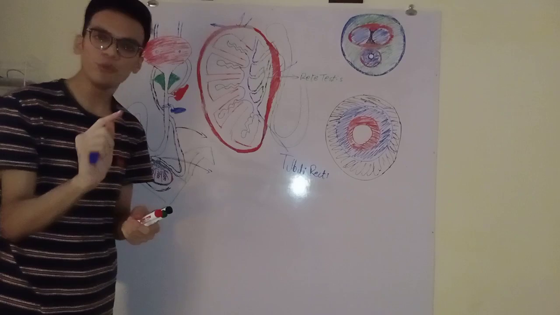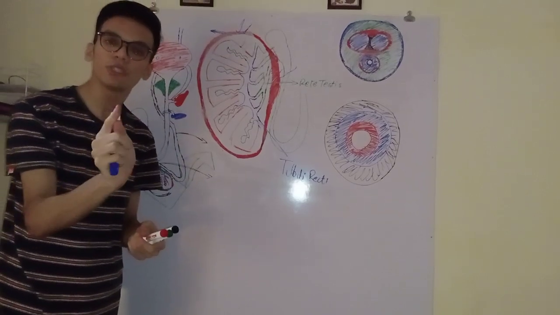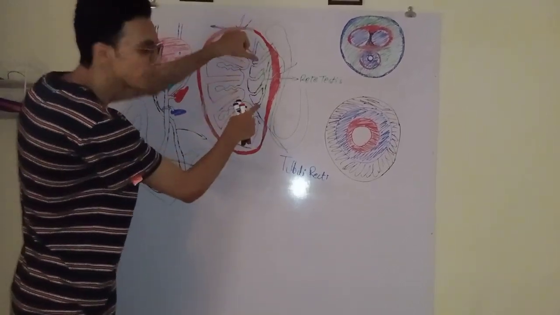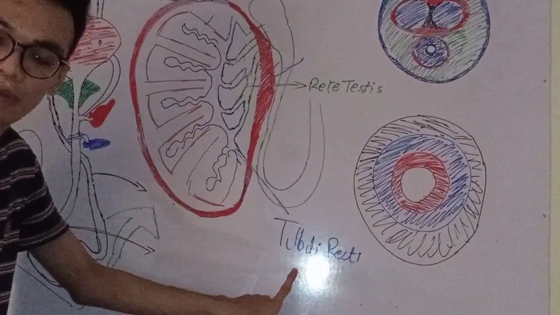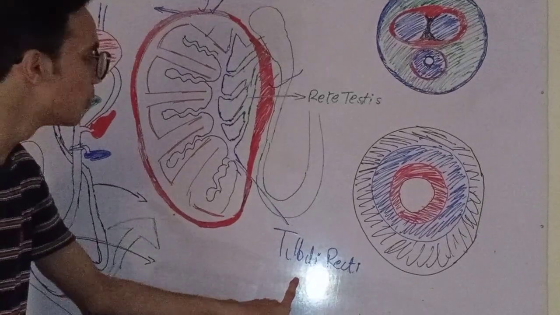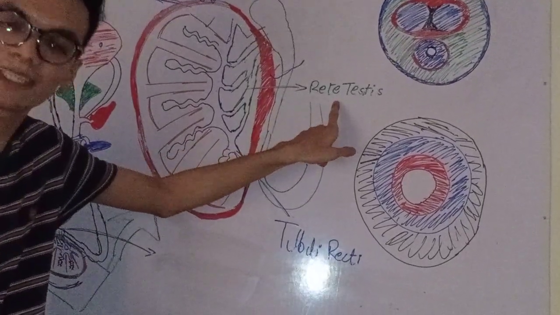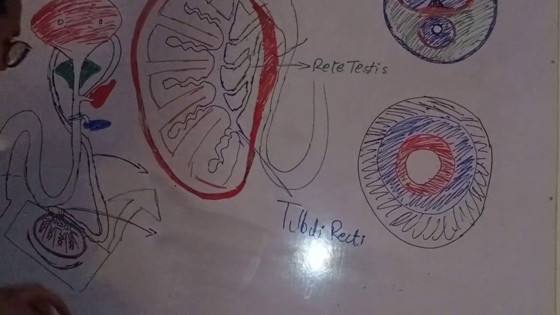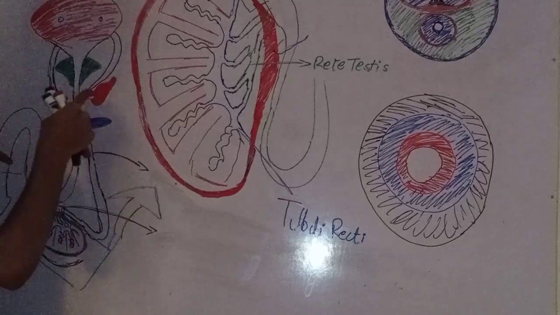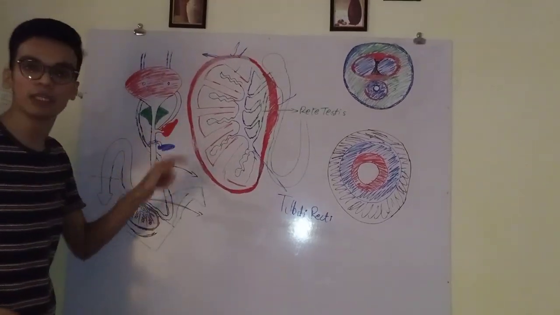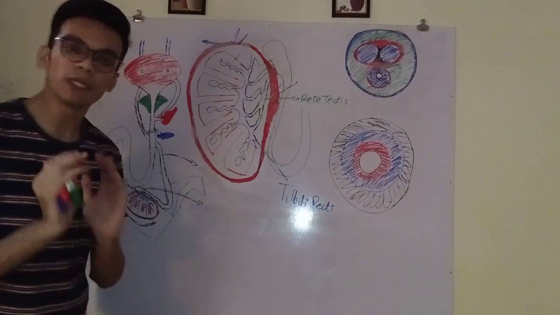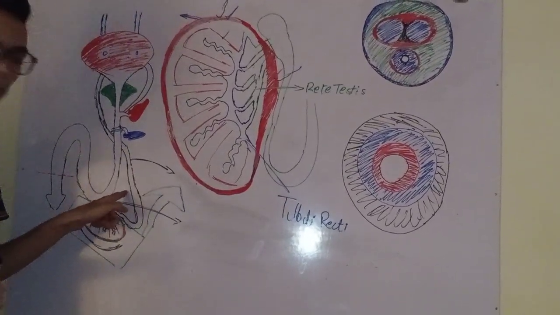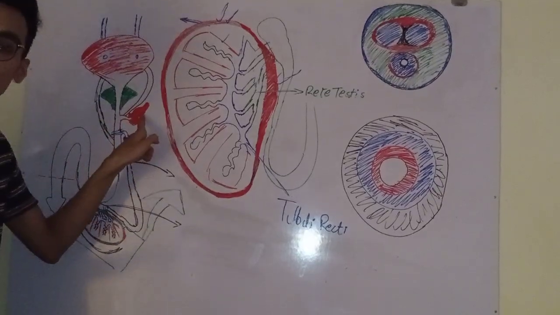Now I am giving you a very quick view of the histology of some important structures, for example, the tubuli recti and the testis. Tubuli recti have an epithelium of secretory cells and simple cuboidal cells. The testis has simple cuboidal epithelium. A very simple mnemonic for you to remember is that from the epididymis to the seminal vesicle, the epithelium type is pseudostratified columnar epithelium. The epididymis has pseudostratified columnar epithelium. The ductus deferens has pseudostratified columnar epithelium. The seminal vesicle has pseudostratified columnar epithelium.